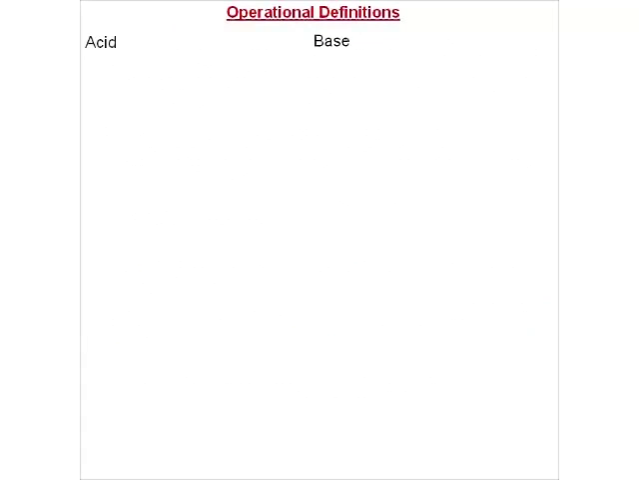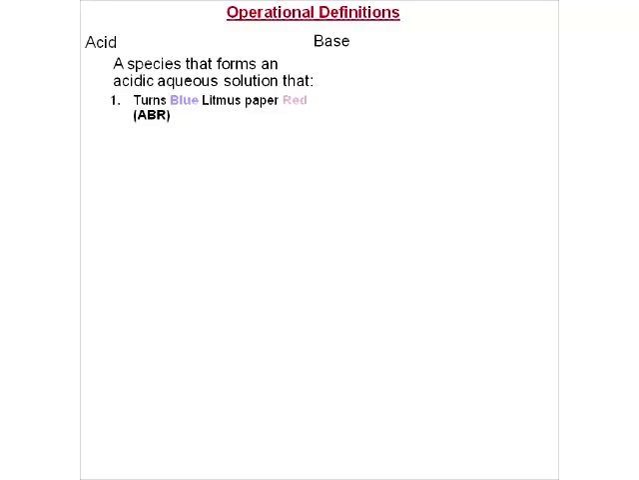Now, if we look at some operational definitions of acids and bases, we've already listed a few, and you should be familiar with many of these. We said an acid is a species that forms an aqueous solution that, number one, we can do a simple test on. It turns blue litmus red, ABR, acids turn blue litmus red. So if you have a fish tank and you want to make sure that the water is not too acidic, you might go to the local pet store and get some litmus paper. When you tip in the blue litmus paper, it turns red or a pink color. That would be an indication that your goldfish water is pretty acidic. So ABR, acids turn blue litmus red.